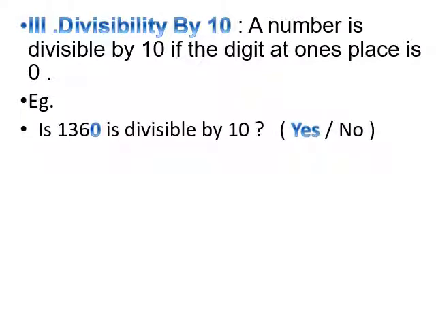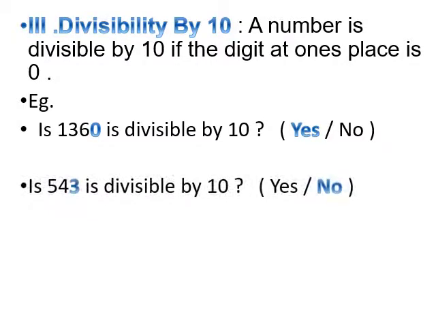See here 1360, the ones place digit is 0, so it is divisible by 10, yes. And one more thing, students, this number is also divisible by 5 because the ones place digit in the divisibility test for 5 is either 0 or 5. So this number is divisible by 5 and this number is also divisible by 10. 543, no, definitely not, because the ones place digit is not 0, it is 3.